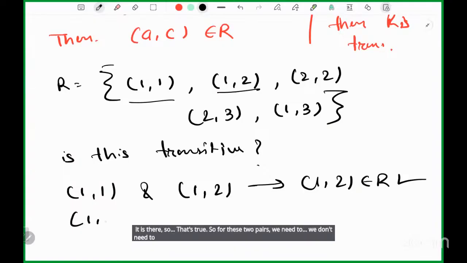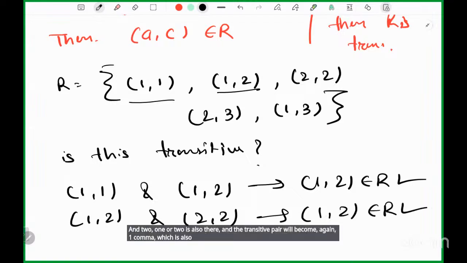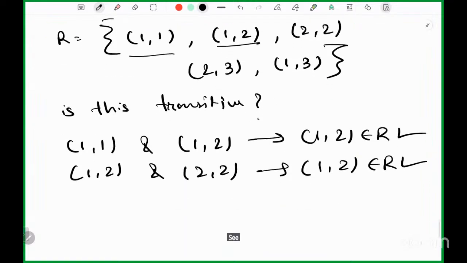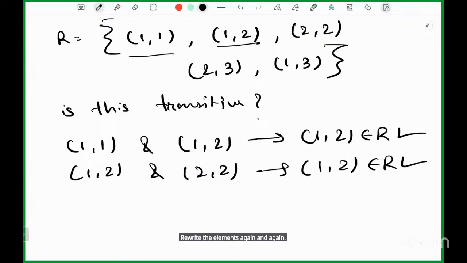Let's check another pair. 1 comma 2 is there and 2 comma 2 is also there, and the transitive pair will become again 1 comma 2, which is also there in the relation. See, a relation is a set, so we don't rewrite the elements again and again. If there is 1 comma 2, that will be more than sufficient. Now there are other pairs too we need to check.